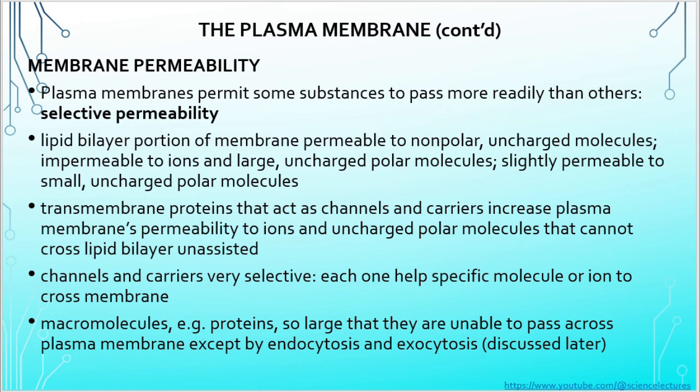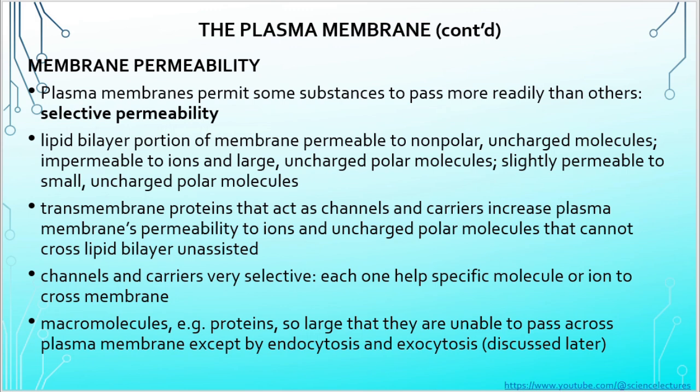Membrane permeability. The term permeable means that a structure permits the passage of substances through it. Impermeable means that a structure does not permit the passage of substances through it. The permeability of the plasma membrane to different substances varies. Plasma membranes permit some substances to pass more readily than others. This property is termed selective permeability.